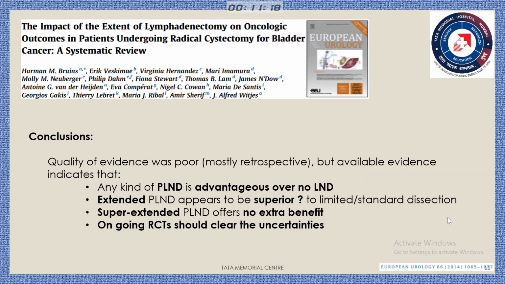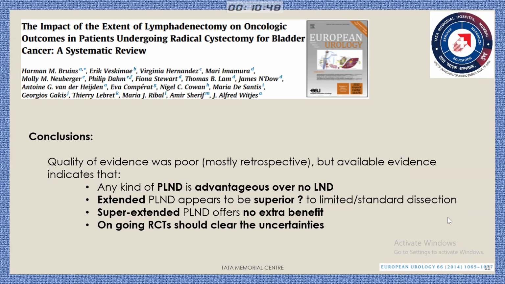So there was a systematic review which was done of all these retrospective studies. They were not able to do a meta-analysis because of the poor quality of evidence and data. But they did find that some amount of pelvic lymph node dissection is better than not doing a lymph node dissection. Extended PLND, maybe it increases the survival. Super extended has no extra benefit. An ongoing RCT should be done to clear this doubt.